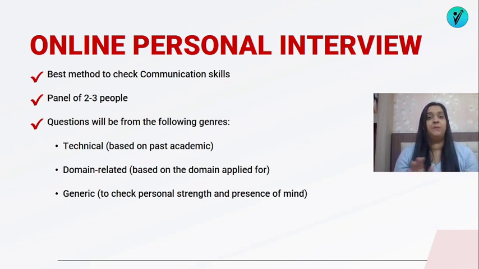The questions will be based either on the technical part, which is based on your academics. So if you're from, say, the BCom background, there will be questions on commerce, on accounts, on why you are switching your fields. Domain related, so based on the domain that you've applied for. So why are you switching to this field? What do you like about this domain? What do you already know? So if you're applying for the HR course, what is it that you already know? Do you know about what a compensation benefit analyst is? What a training and recruitment manager does? So all these things which are related to your domain could be asked. Generic questions like strengths, weaknesses, hobbies, tell me about yourself, the basic questions to check your personal strength and presence of mind.